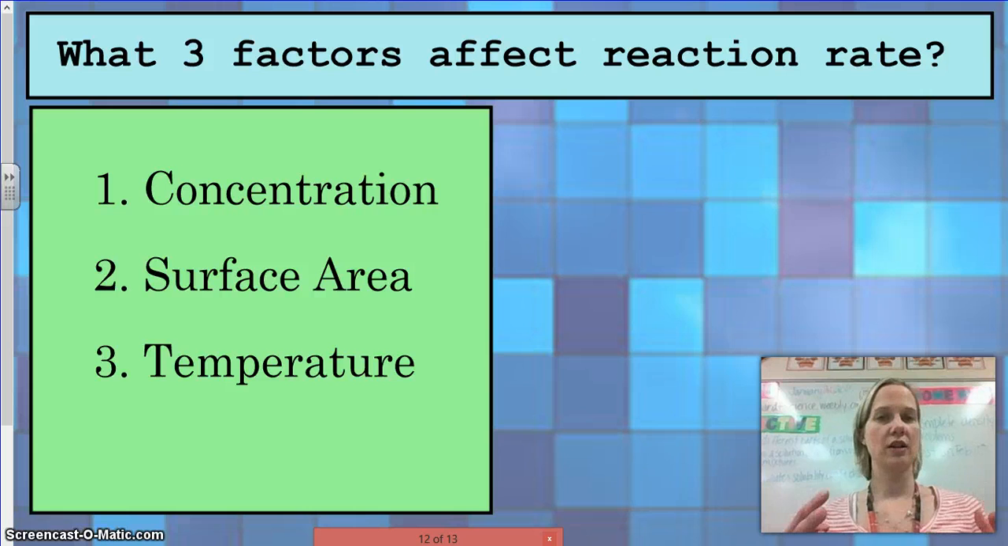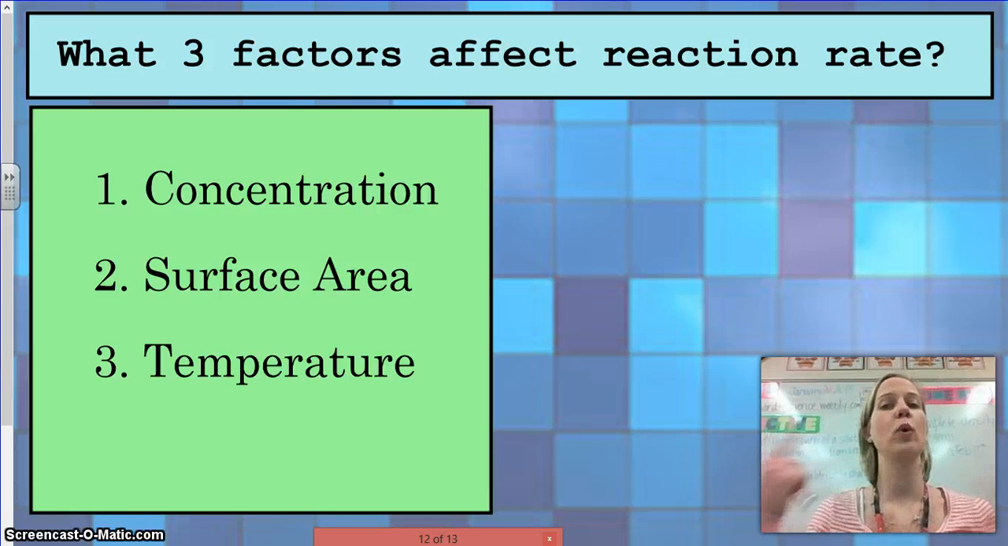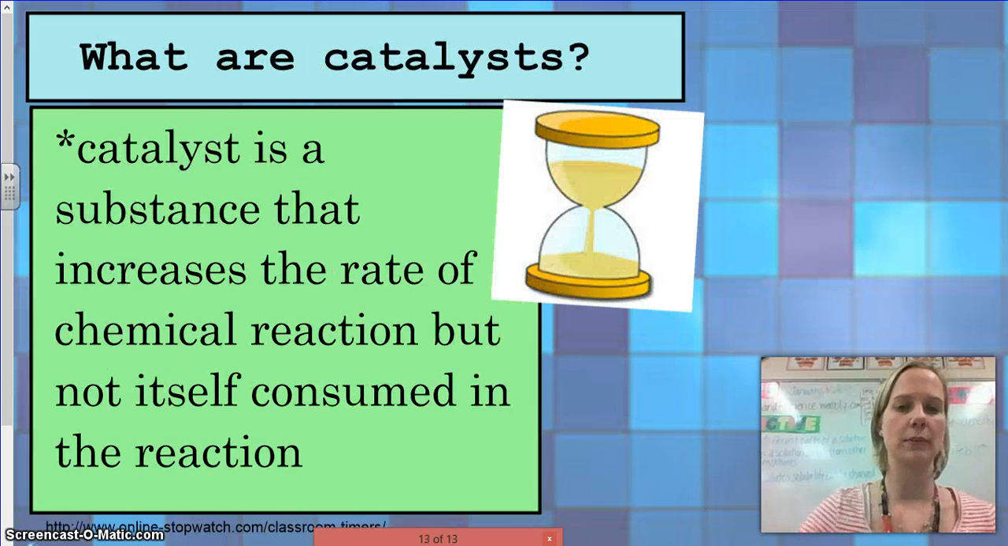Second is the surface area that I'm working with. Do I have a very small beaker that I'm working with, or a very big beaker? The third is the temperature that it's at. Am I at room temperature? Am I heating this up? Am I doing this in a freezer? These would all be things that affect how quickly that reaction is occurring.